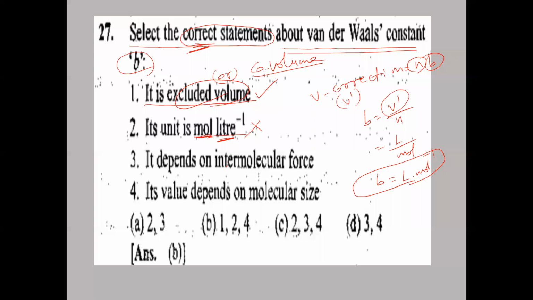Mole per liter, so it is not correct. But they asked to find out which statements are correct. Excluded volume, or co-volume, is correct. Next, it depends on intermolecular forces.